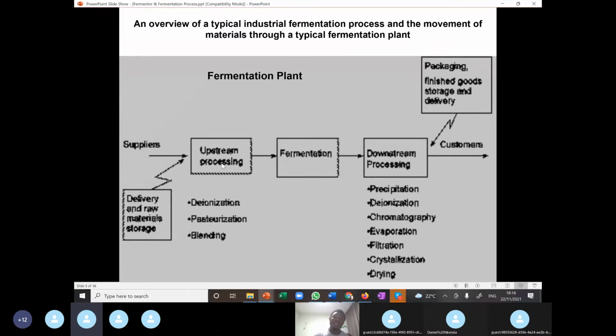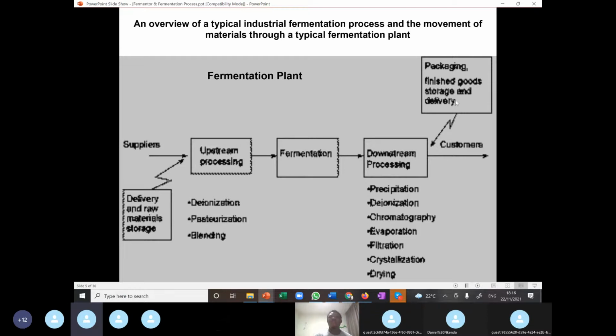After we've done this preliminary processing, we now introduce the organism, that's a fermenting organism, plus the substrate into the fermenter, regulate the conditions of the fermenter, and then set it on to run the fermentation process. When it is done, we have to harvest and do what we call downstream processing. We may have to undertake precipitation, again deionize, we might separate by chromatography, we might separate by evaporation, we may filter, we may crystallize, or we may dry. It all depends on which product and how the product is being formed.